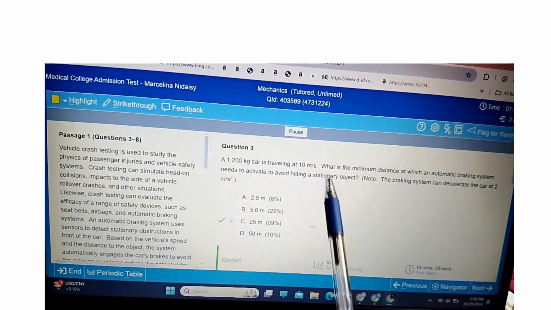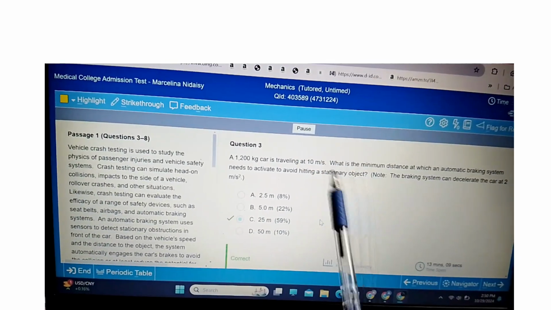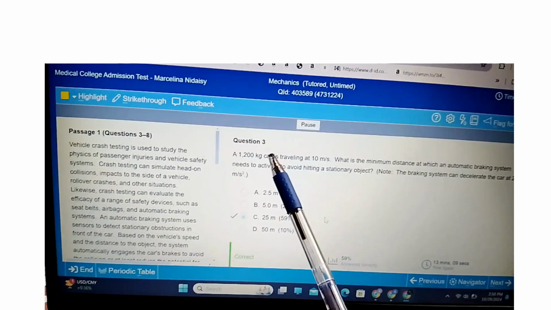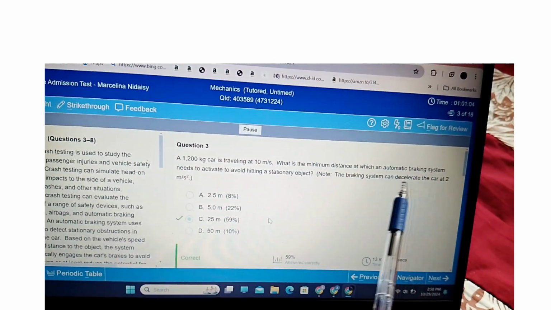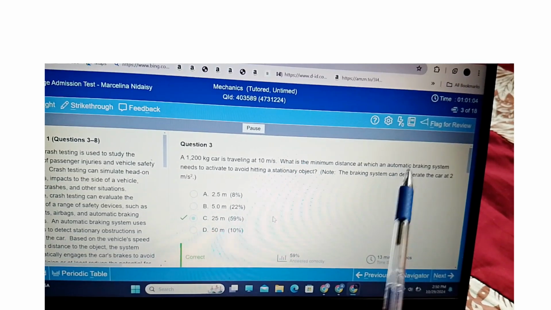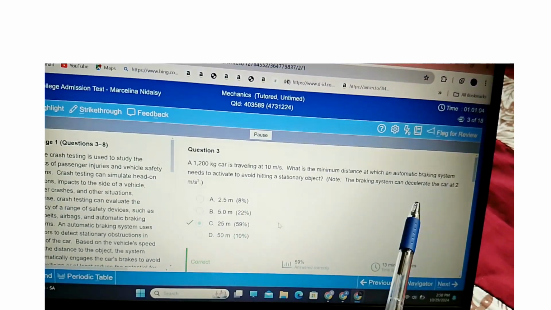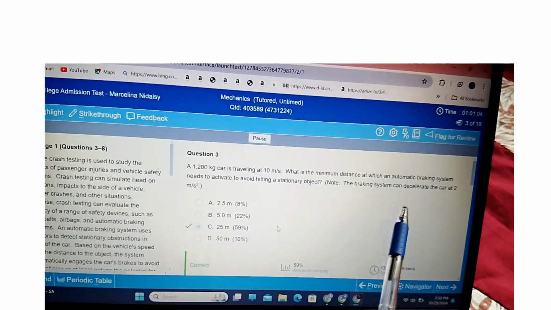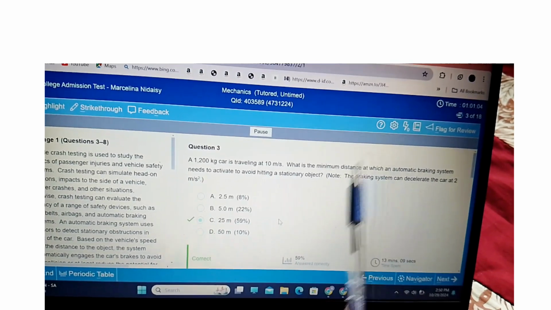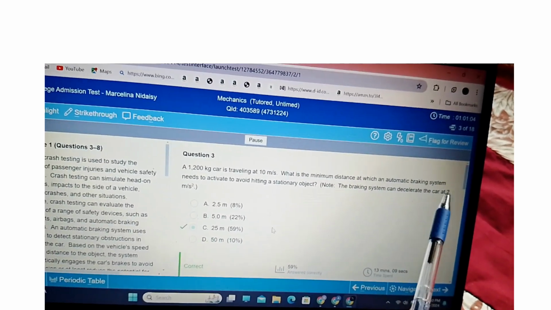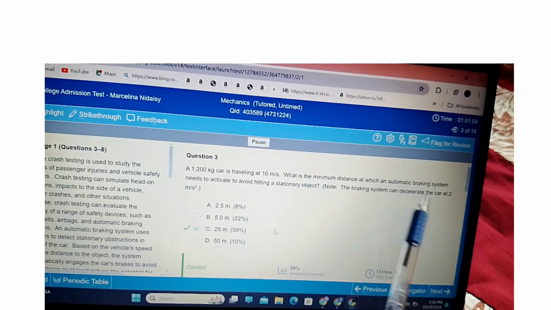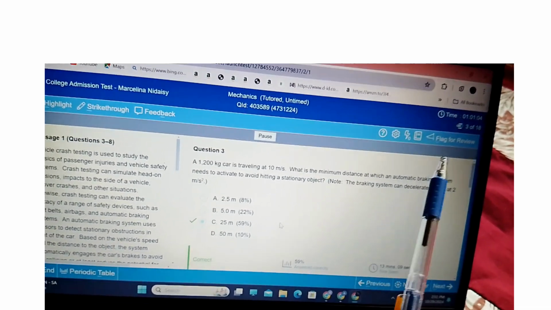Just first write the data: we have mass, we have velocity, and we have acceleration. It is saying deceleration. Actually deceleration is negative acceleration, but you can put it in the acceleration, and you can write -2. As we have been given the value of 2, we can write -2. The acceleration is negative acceleration.